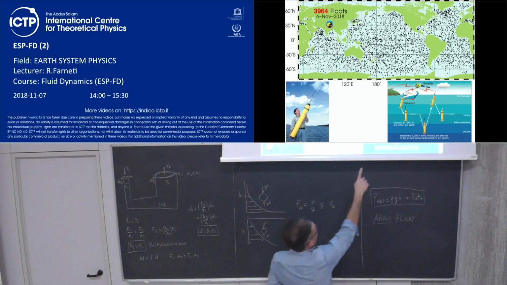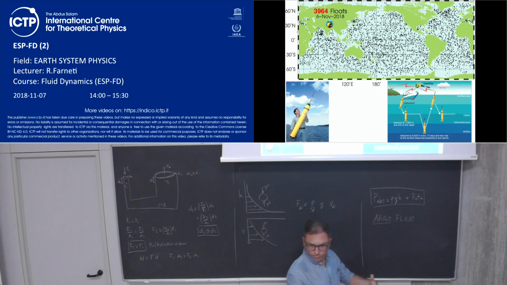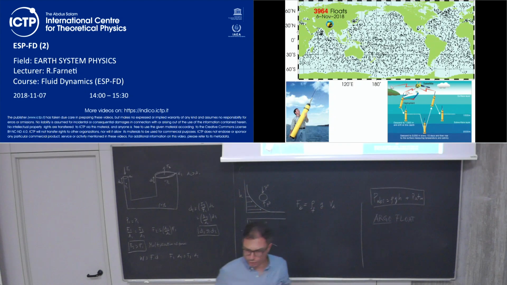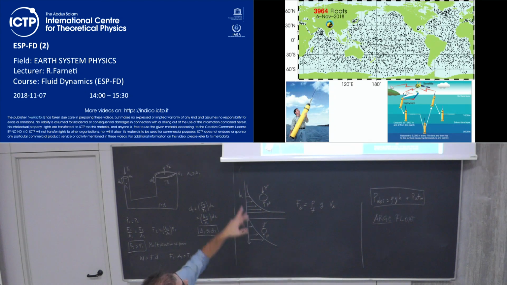And then the Argo float will start drifting with the current, with the fluid flow. It will start moving and going around and taking measurements. And this is the map that you see at the top: every black dot is an Argo float in the ocean.